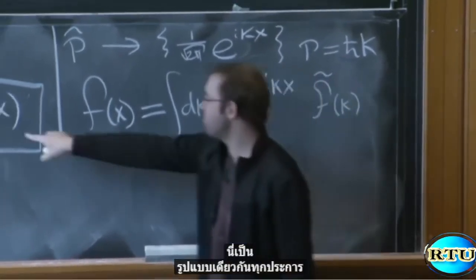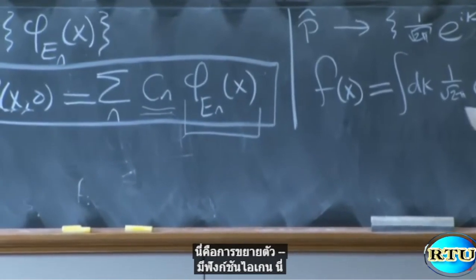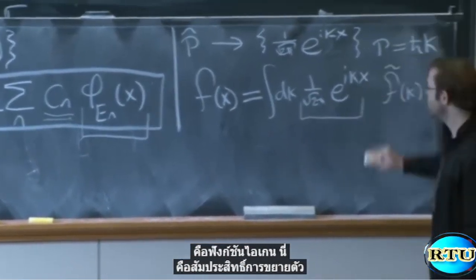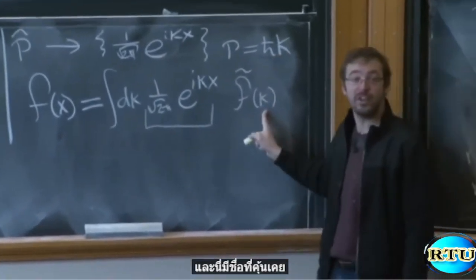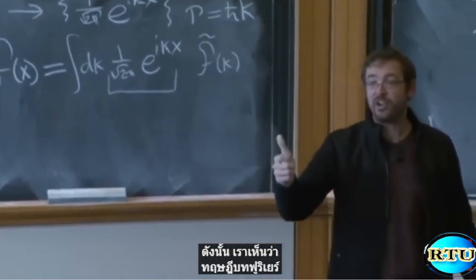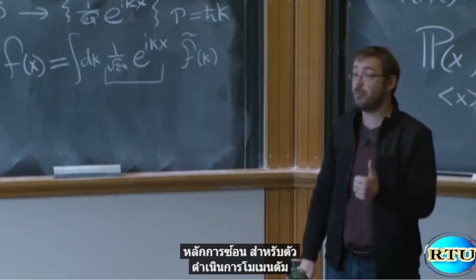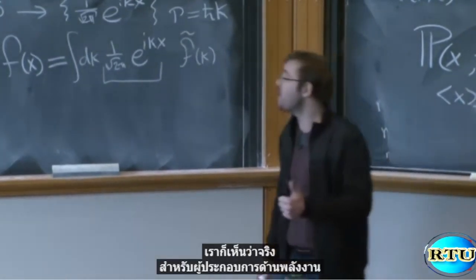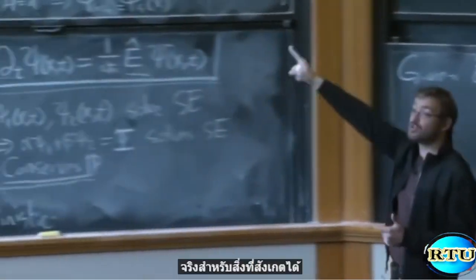This is of exactly the same form. Here is the expansion. There is the eigenfunction. Here is the expansion coefficient. And this has a familiar name. It's the Fourier theorem. So we see that the Fourier theorem is statement 3, the superposition principle for the momentum operator. We also see that it's true for the energy operator. And what we're claiming here is that it's true for any observable.